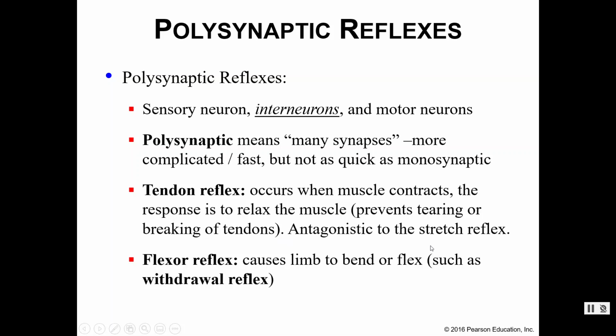We don't want to break the tendons, things like that. So these are antagonistic to the stretch reflex. I know it's antagonistic, but they almost work together to ensure that we're not damaging our muscles. We're trying to make sure we're not overstretching and not tearing tendons and things like that. And then we have the flexor reflex. This causes some of your limbs to bend or to flex.